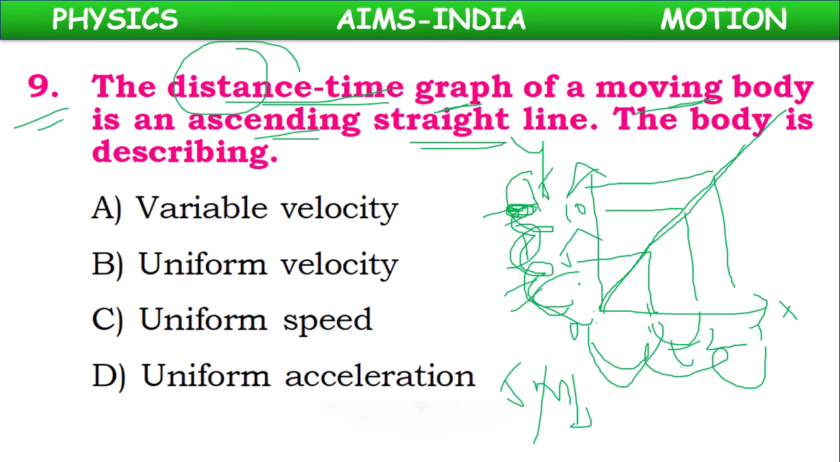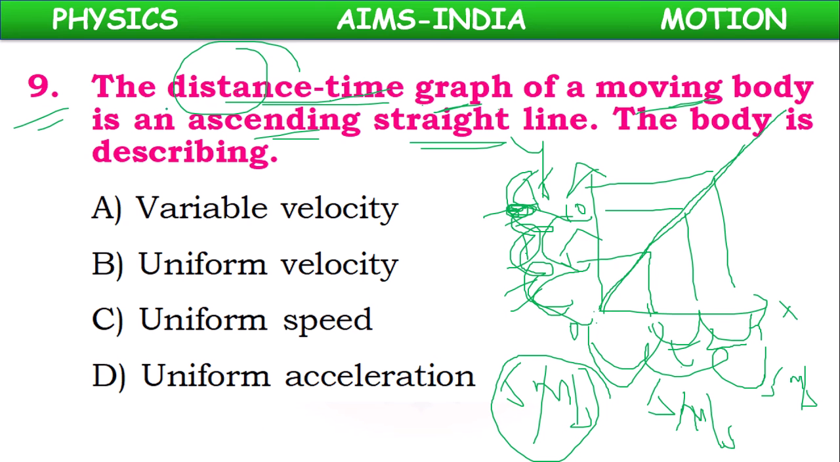From 1 to 2 seconds, it has traveled from 5 to 10 meters. So again 5 meters covered in 1 second, 5 meters per second. And again from 2 to 3 seconds, in 1 second, it has covered 10 to 15 meters, again 5 meters per second. Means in the same amount of time, the same amount of distance it is covering.